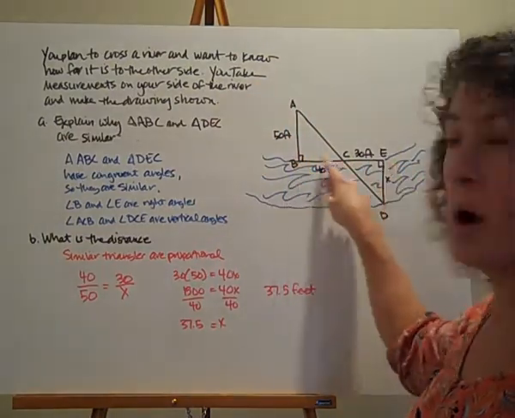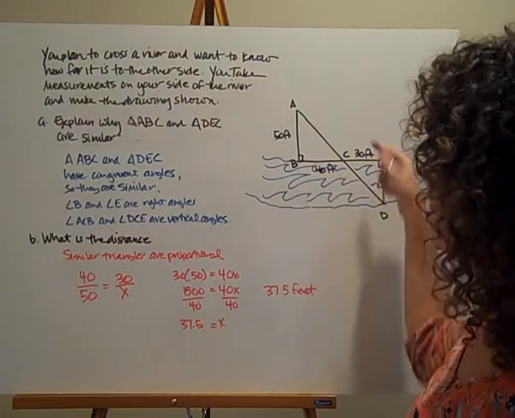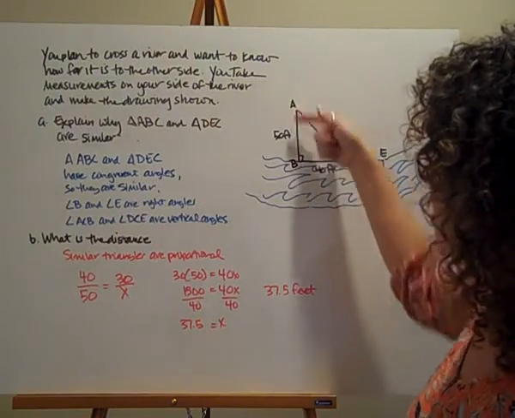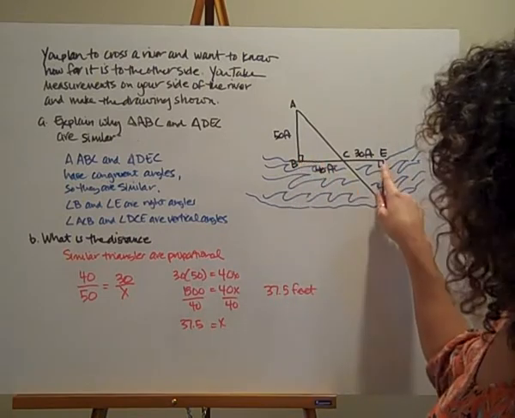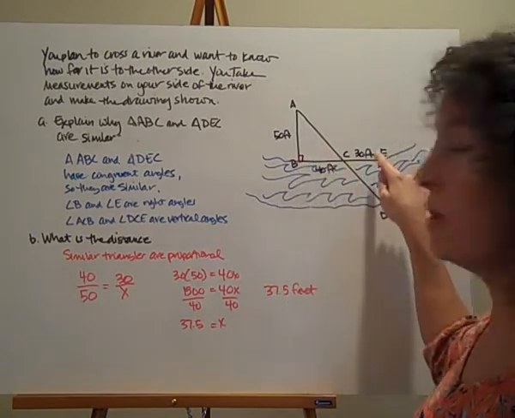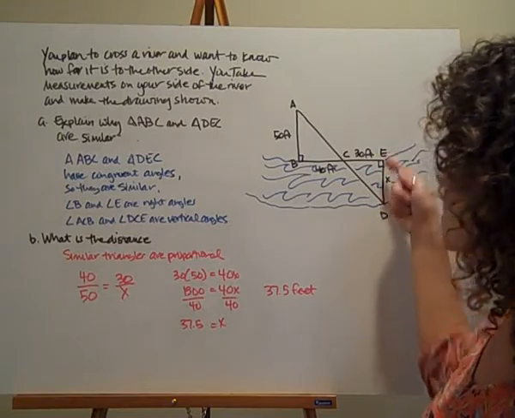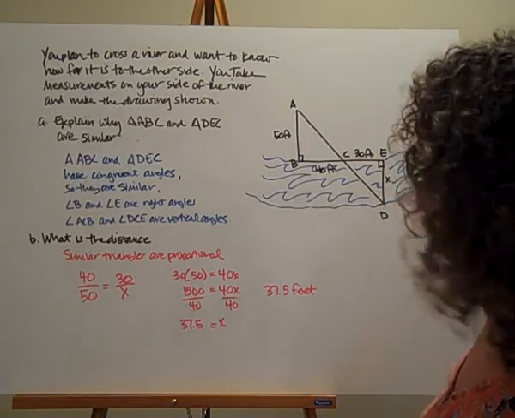We were able to measure on this side of the river here. And they created two triangles here. These are both right triangles, if you notice that. And we have measurements here on this side of the river. We're trying to figure out how far it is to get across the river over here.